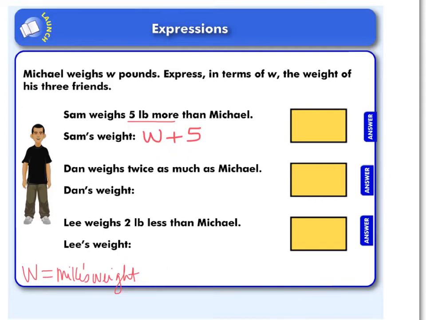Now Dan weighs twice as much. He weighs twice as much as Michael. Again, Michael is W, but Dan weighs twice as much. So 2 times W, or we just write 2W. The third one is Lee weighs 2 pounds less than Michael. He weighs less weight. So it's 2 pounds less than Michael. So W minus 2. That is Lee's weight.